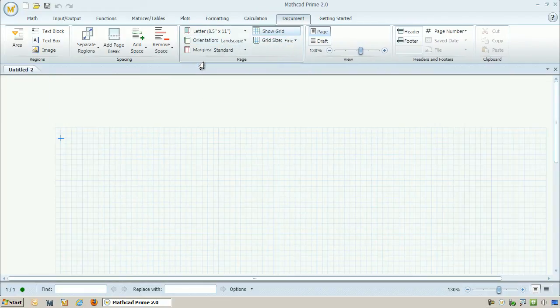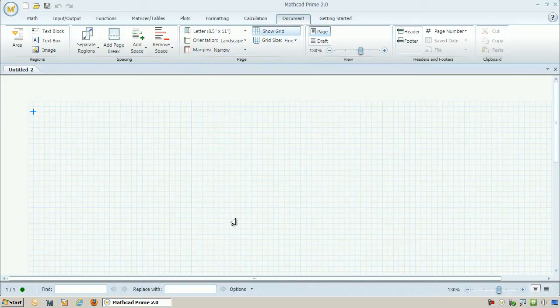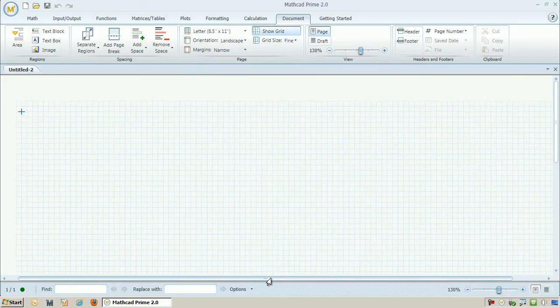We start off with a blank worksheet. I can change things like the grid resolution. I can go ahead and make the margins narrow so I have more room to work with. And I can also change the orientation so it's landscape. Let's go ahead and give this worksheet a title. I'll keep it simple, just call it Mass Spring Damper.